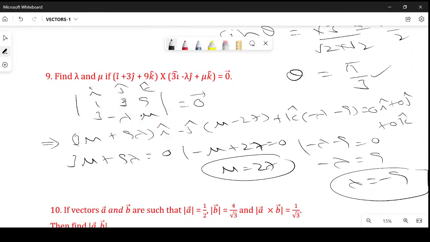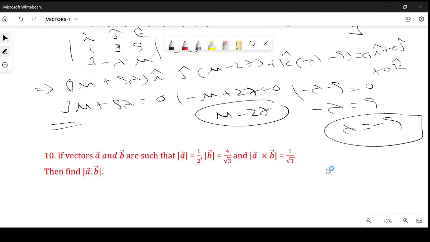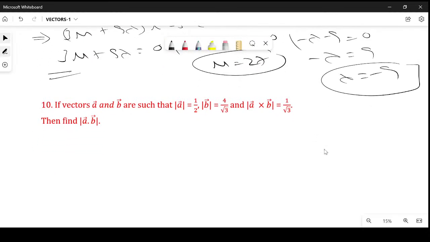Just find the vector product, compare like terms on both the sides, then you get mu equal to 27 and lambda minus 9. If you want, you can verify the values here: 3 into mu, 81, and 9 into minus 9, minus 81, is satisfying this equation also. Because it should satisfy this equation also. Then perfectly we have got lambda equal to minus 9, mu equal to 27. I hope you understood this, right?